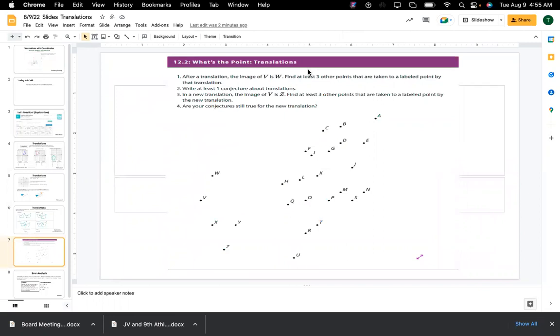Okay, lots of dots. Yay. Okay, after translation, the image of V is W. Okay, there's a lot of letters. Here we go.